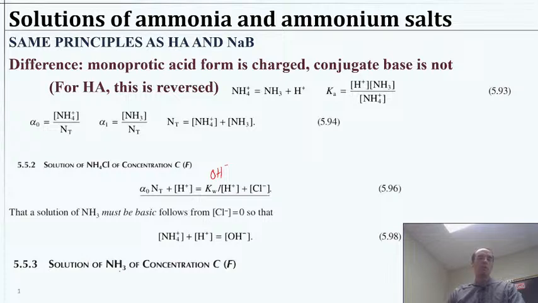Now, if we had a condition where we made a solution of NH3, then the Cl- goes to 0 because it's a different case, of course, and everything would follow except that would be 0, and we could solve that way. So that's where we would get this equation where we have NH4+ plus H+ is equal to OH-.